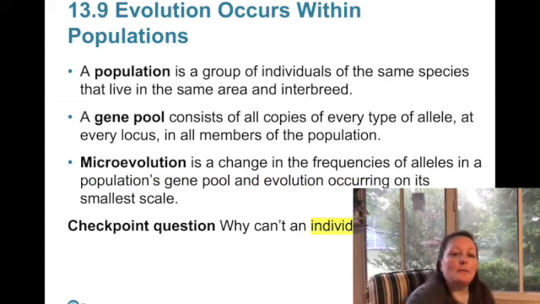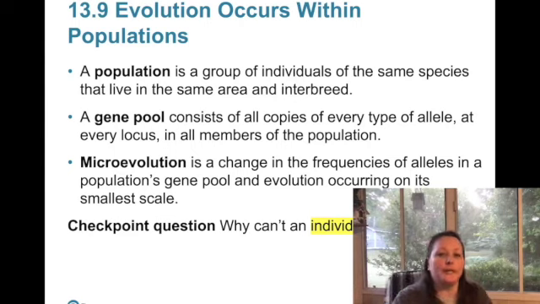Now, population. Population is a group of individuals of the same species that live in the same area and interbreed. Gene pool. A gene pool consists of all copies of every type of allele at every locus in all members of the population. And microevolution, micro as in small. This is a change in the frequency of alleles in a population's gene pool, and evolution occurring on its smallest scale.